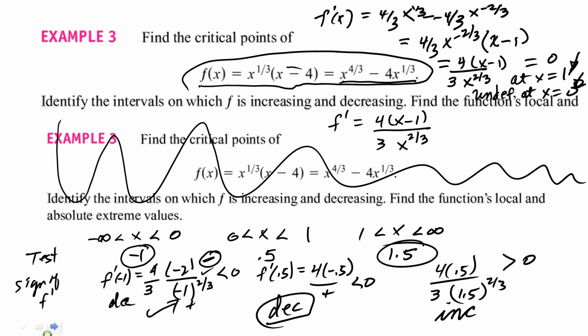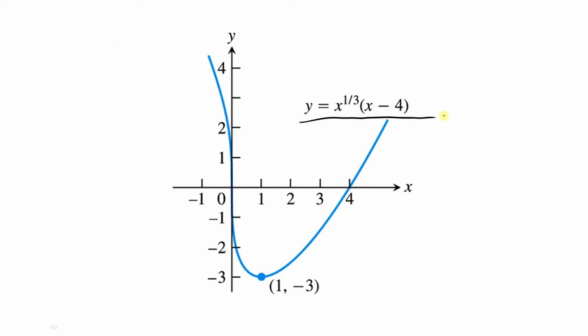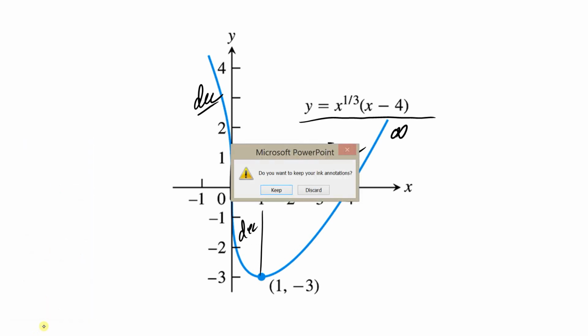So on the next page, we have a graph of the function x to the 1/3 times x minus 4. As you can see, the tangent line at x equals 0 is vertical. It's undefined. It's approaching infinity. We see decreasing as expected from minus infinity to 0, and still decreasing between 0 and 1. And then finally, between 1 and infinity, it is increasing, just as the first derivative predicted. And that is monotonic functions and the first derivative test.